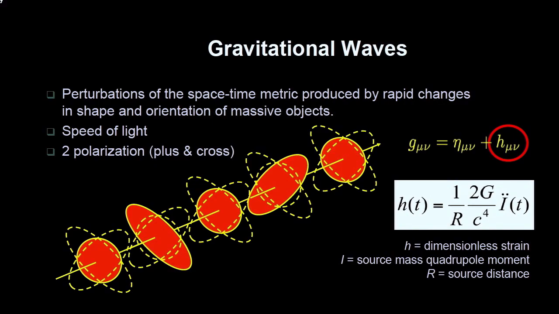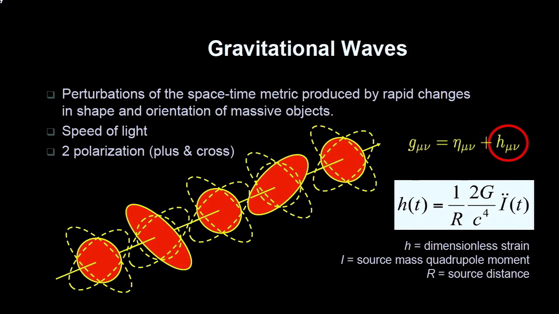What are gravitational waves? I'm showing they're propagating in this direction. They're transverse waves in sort of a quadrupolar pattern. You can think of them as a wave that stretches in one direction and shrinks in the other direction, and sort of every quarter wavelength that changes.